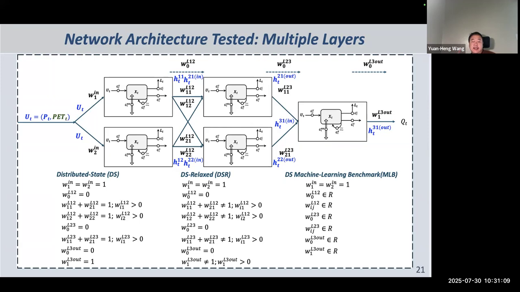The second case is the distributed state relaxed case, meaning these weights are positive but not necessarily summed to 1. And then we have a final case, the machine learning benchmark, where these weights and additional biases can be both positive and negative. I'm not going into the details of the math, but we can come back to it at any time after the presentation if anyone is interested or has questions.